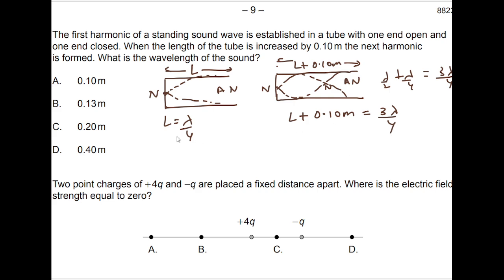Now L I had already calculated from here, so I can substitute it as lambda by 4 plus 0.10 meters will give me 3 lambda by 4. Solving this equation, I get 0.10 meters equals 3 lambda by 4 minus lambda by 4, which is 2 lambda by 4. So solving it for lambda, I get lambda as 0.20 meters, which is C.